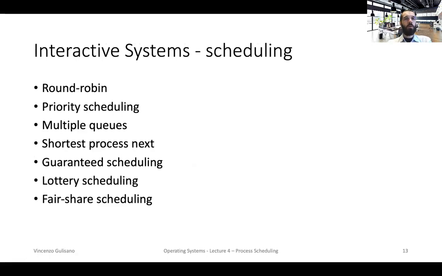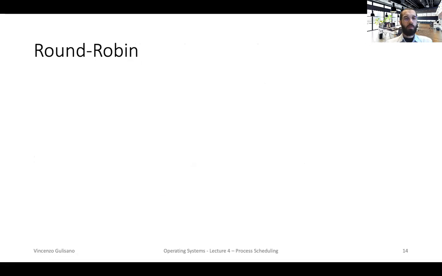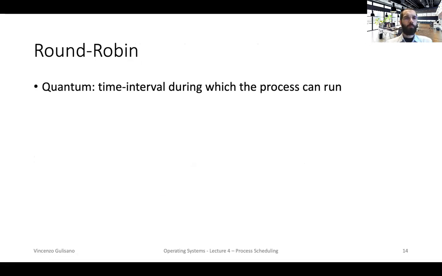Let's now move to the scheduling for interactive systems. So this is a list of scheduling strategies. These are discussed in the book. We are going to go through 3 of them. So let's start with round robin.